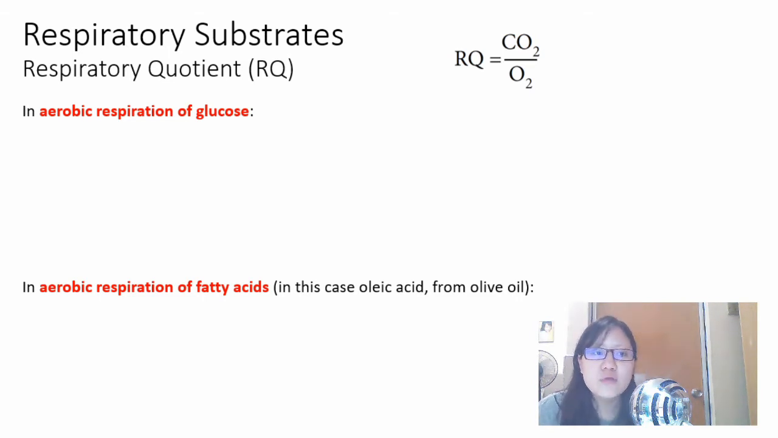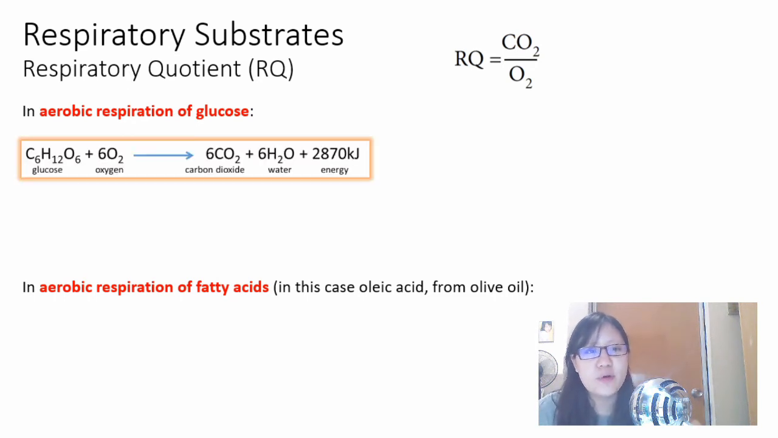So in aerobic respiration of glucose, so in the presence of oxygen, we have this particular beautiful equation right here, right? So we can see 6 oxygen here is taken in, 6 carbon dioxide is given out. So RQ equals CO2 over O2, right? So it's 6 over 6, which gives us a theoretical value of 1.